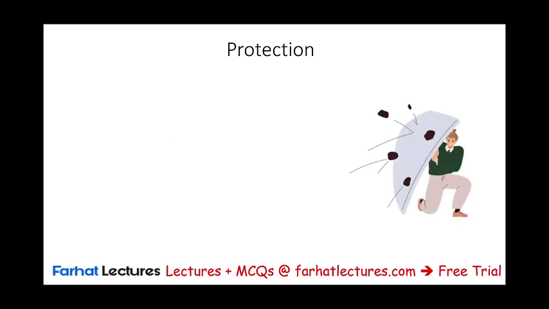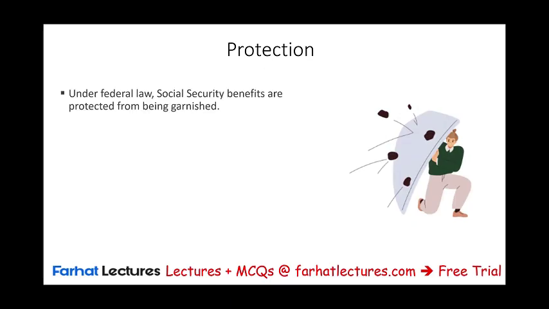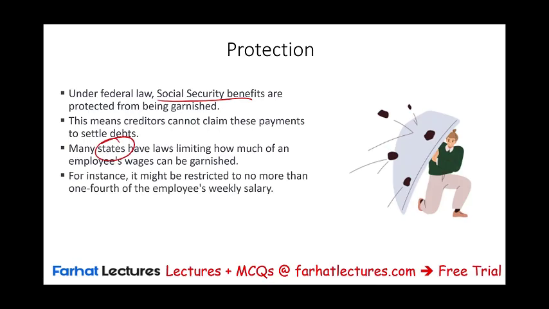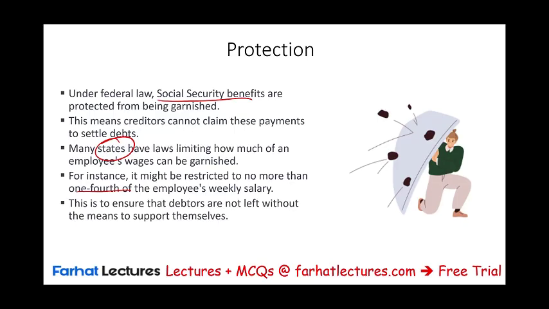Lawful protection, same thing. Under federal law, for example, people that get a Social Security benefit are protected from being garnished. This means that creditors, if you're getting Social Security, cannot take away your Social Security to settle your debt. Many states also have limits on how much of an employee's wages can be garnished. Again, when we say states, each state is different. For example, it might be restricted to no more than 1/4 of the employee's weekly salary. Why? This is to make sure that the debtor is not left without any means to support themselves. Otherwise, this will be another issue for the state.